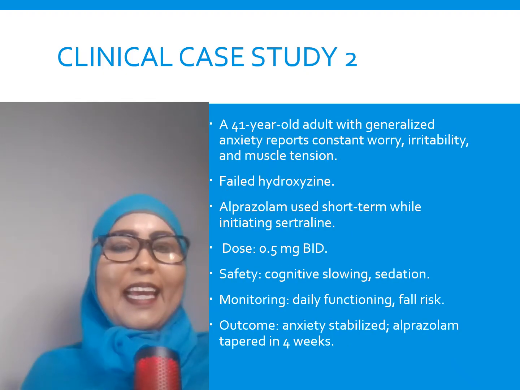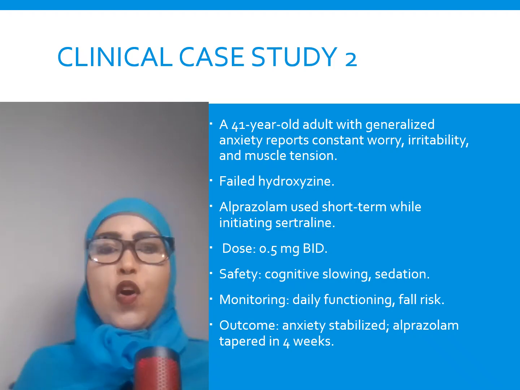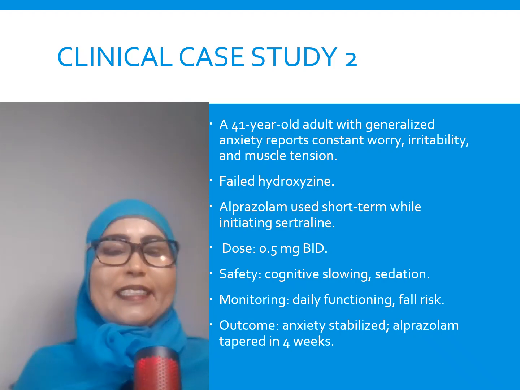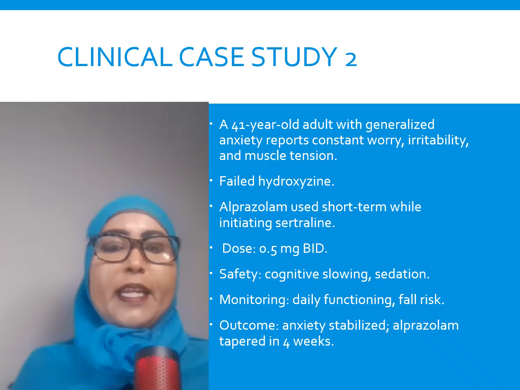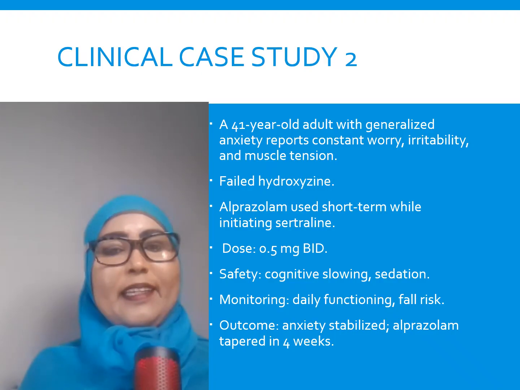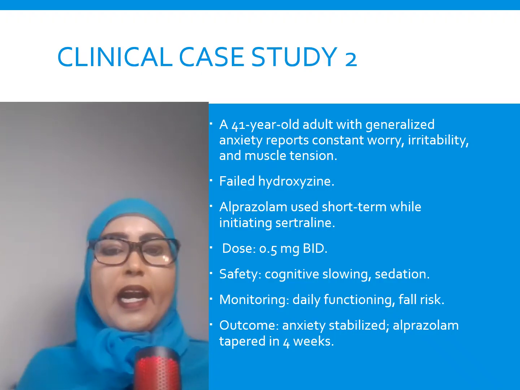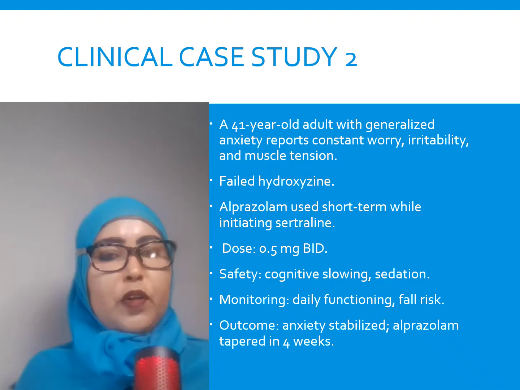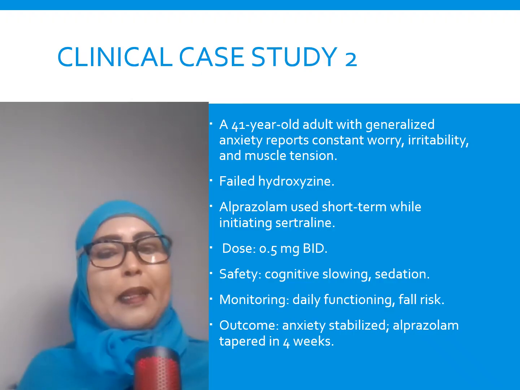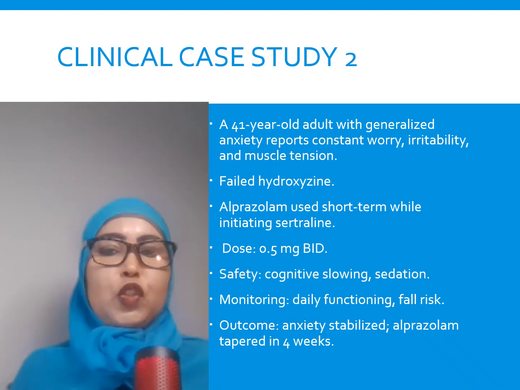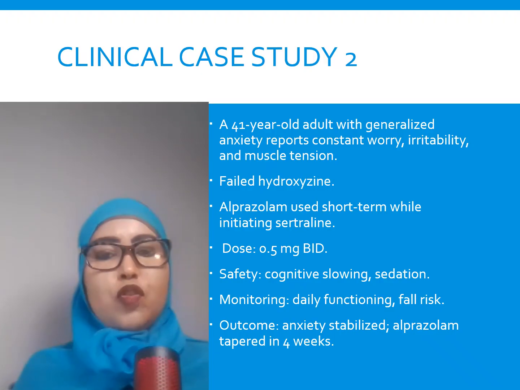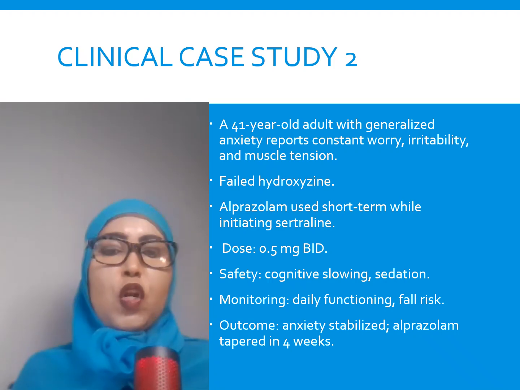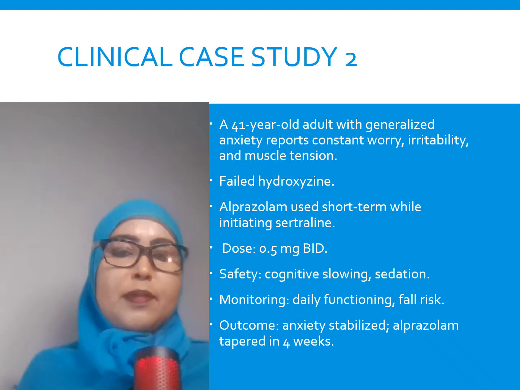Your second clinical case study is a 41 years old adult with generalized anxiety who reports constant worries, irritability, and muscle tightening. The patient already had hydroxyzine and it failed to control the anxiety. And then you choose Alprazolam because of the short acting, while you want to transition the patient to sertraline. And the dose that you choose to prescribe is 0.25 milligram 2 times a day.